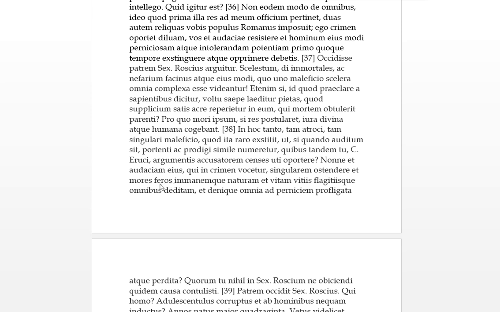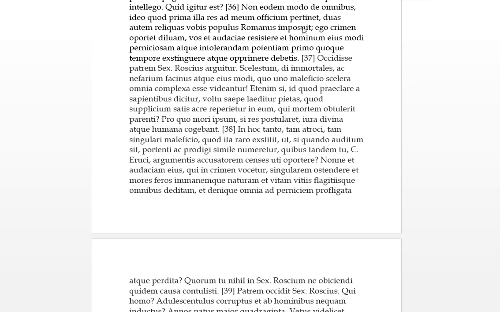Feros is just wild. So, qui again, immanem naturam, and his monstrous nature, you might want to say, and his vitam, which is his life, with vices and disgraces, vitiis flagitiisque deditam, he's given over, his nature is given over, omnibus, to all of these vices and disgraces, and denique, finally, omnia, everything, ad perniciem profligata atque perdita. Perniciousness is destructions and profligations and perdita. Yeah. It's not that hard.